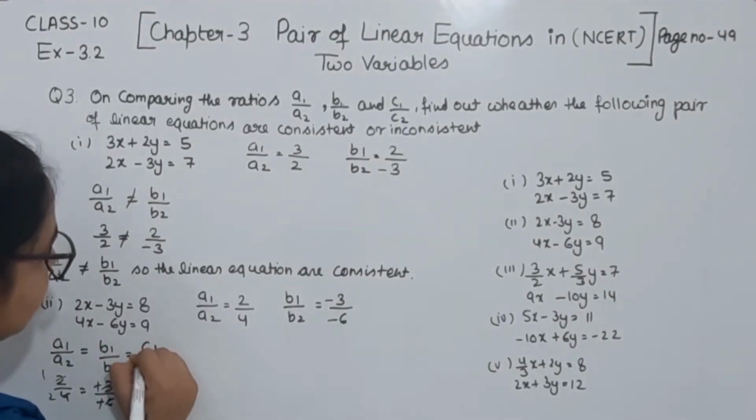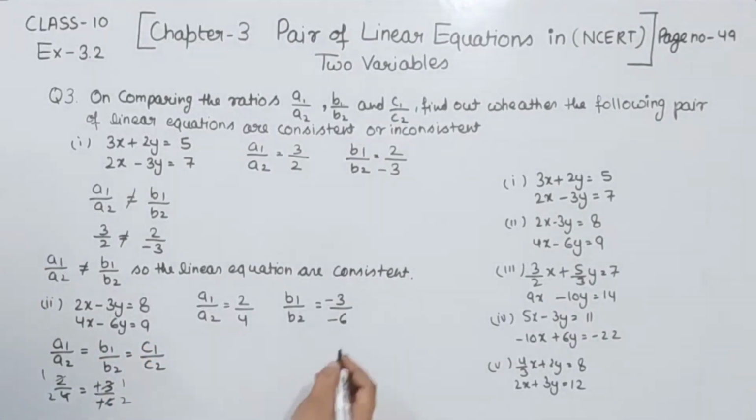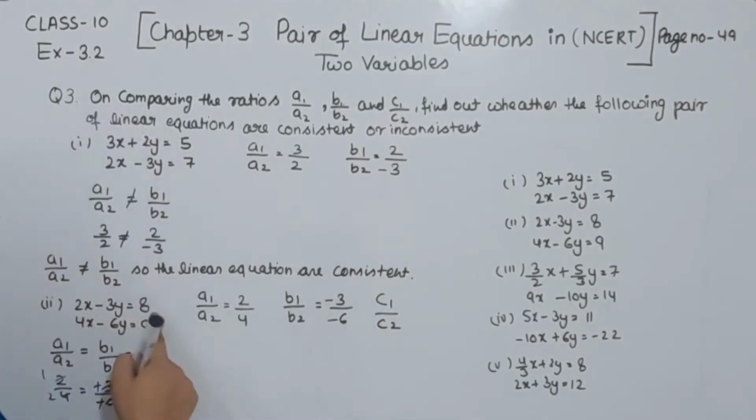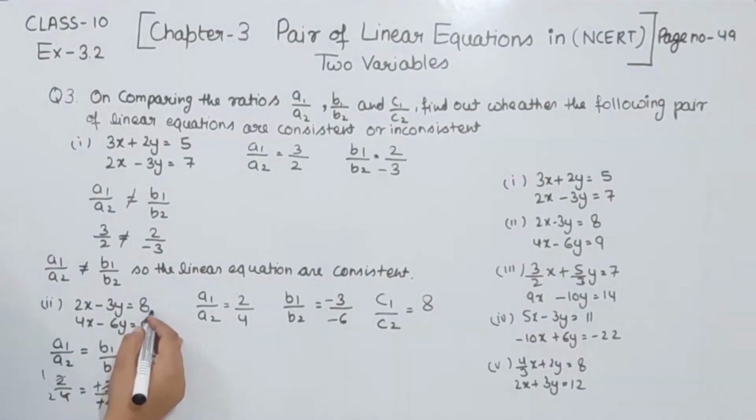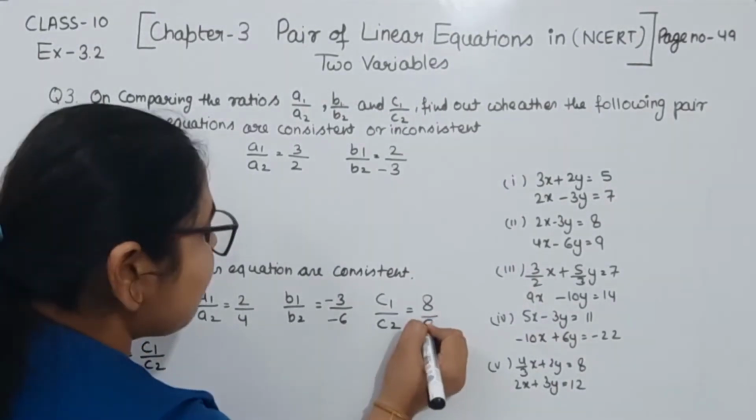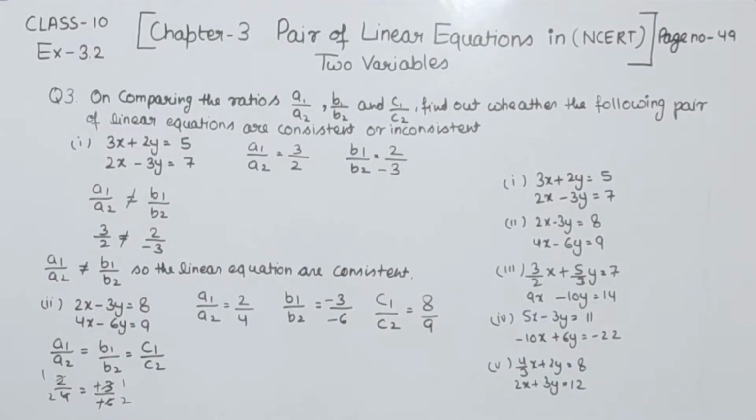Now I'm going to find C1 by C2. So here C1 by C2 is 8 by 9. C1 is the constant term of equation number 1 and C2 is the constant term of equation number 2. Now here we have 1 by 2, here 1 by 2 and here 8 by 9. So this one is not equal. So in this case A1 by A2 is equal to B1 by B2 but not equal to C1 by C2. So this one is inconsistent.